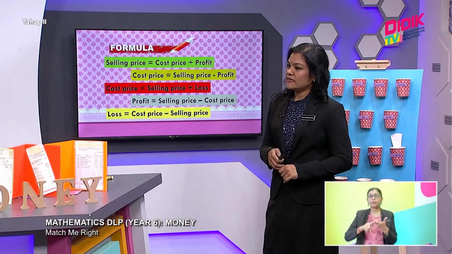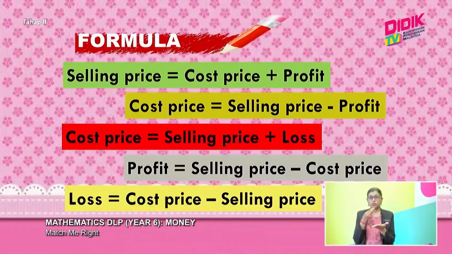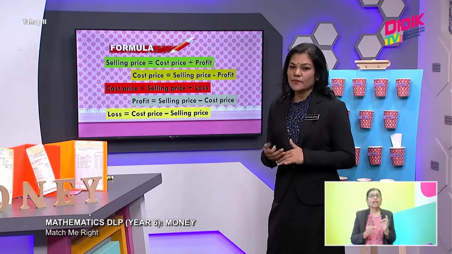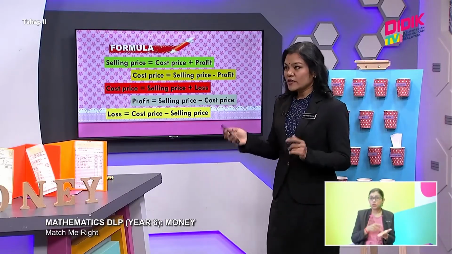So for loss, cost price is equivalent to selling price plus loss. And if we're looking for profit, I think this also depends on whether they have profit or loss, right? So profit is selling price minus cost price, and loss is cost price minus selling price. No, to find the profit, it is fixed: the selling price minus the cost price. Only then you can get the profit, because the selling price is higher than the cost price. The same goes for the loss: the cost price minus the selling price, because the selling price is lower than the cost price. Okay, got it, the formulas?